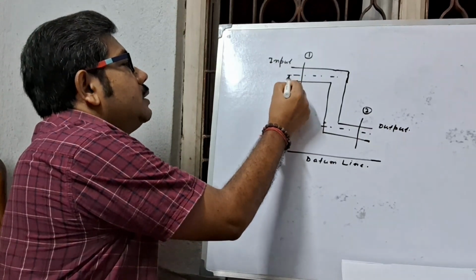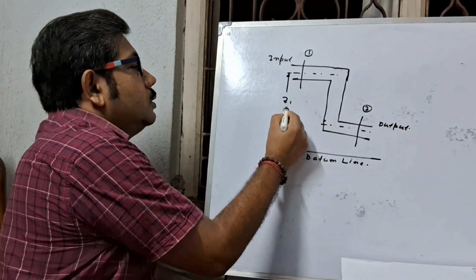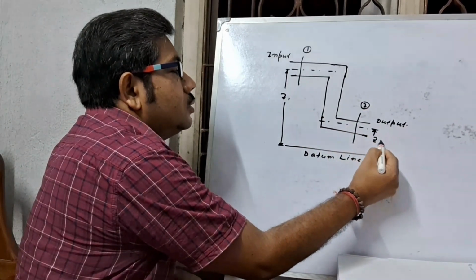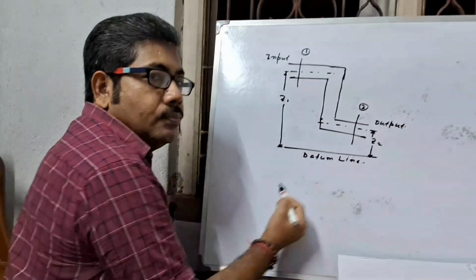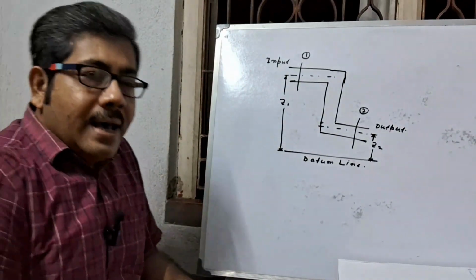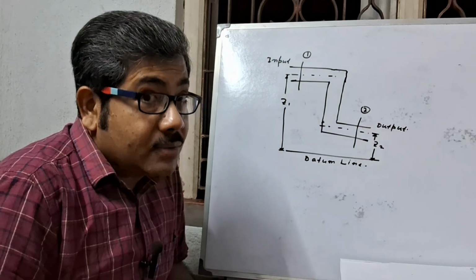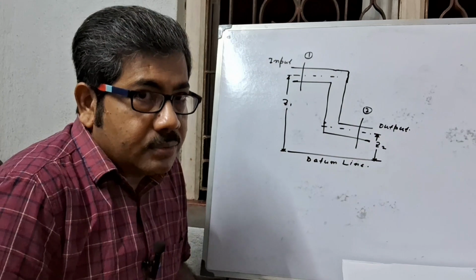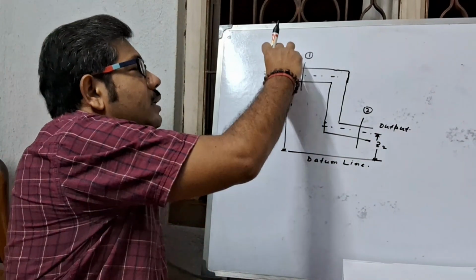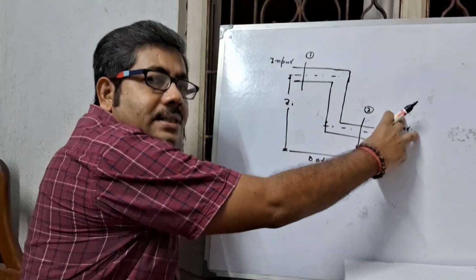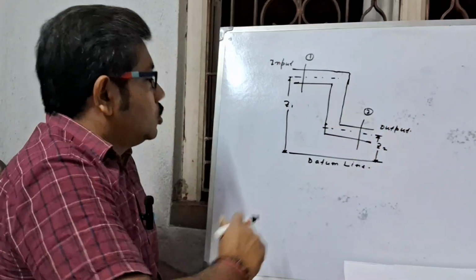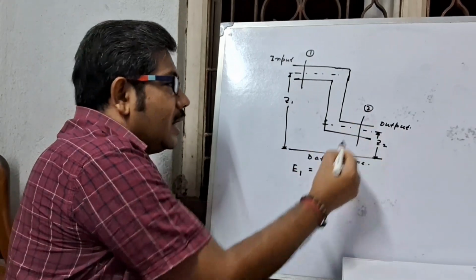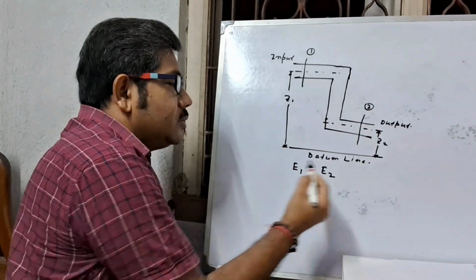So for input, this is Z1, and for output this height is Z2. As total energy remains constant according to law of conservation of energy, total energy at input is equal to total energy at output. So assume total energy at input is E1, and total energy at output is E2.